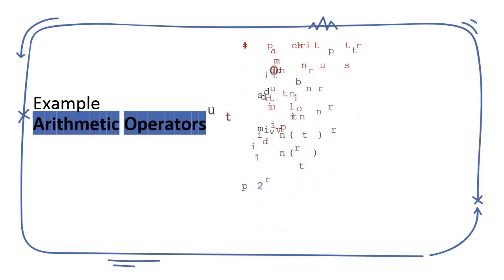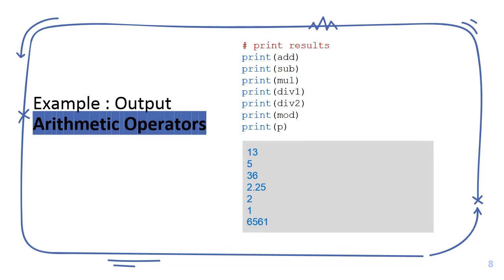Let's see the print statements. The variables add, sub, multiplication, division1, div2, mod, p, etc. are printed. Finally we can see the output: 13, 5, then 36, 2.25, which is the normal division. Here you can see the integer part of that division is returned as the integer division's output, then the remainder of that division is given, and exponentiation is also given. These are the basic arithmetic operators.